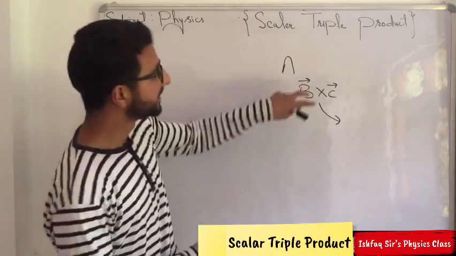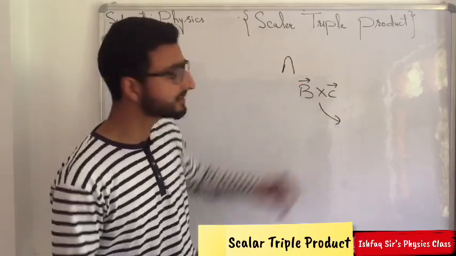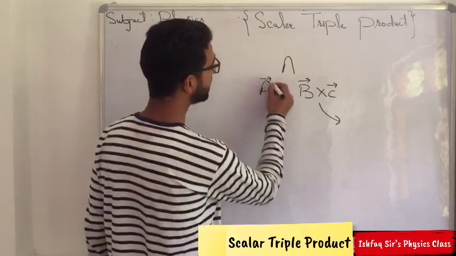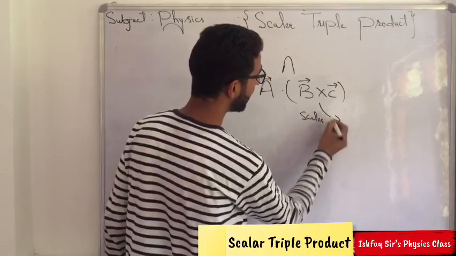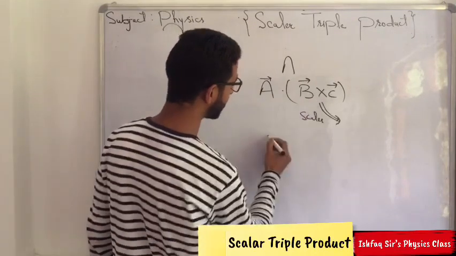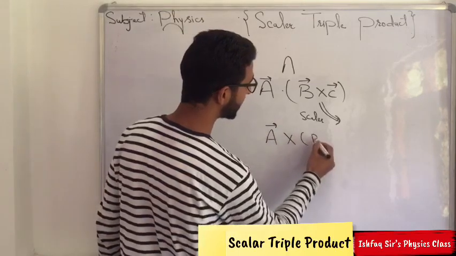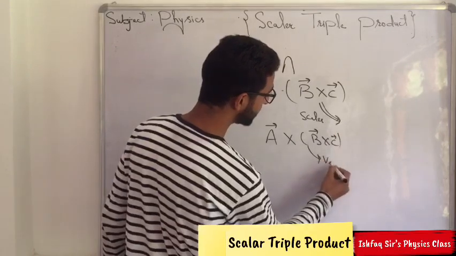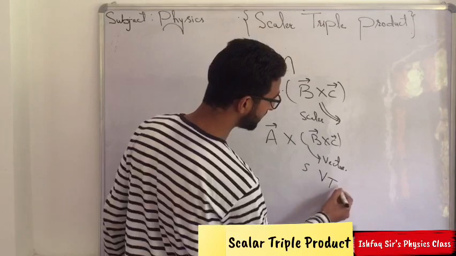Since this is a vector, we can multiply this very vector with a third vector A. Either we can multiply it by dot so as to get a scalar quantity, or we can multiply this very vector with a third vector by using cross so as to get a vector quantity. This product, since this gives a vector quantity, will be called the vector triple product.